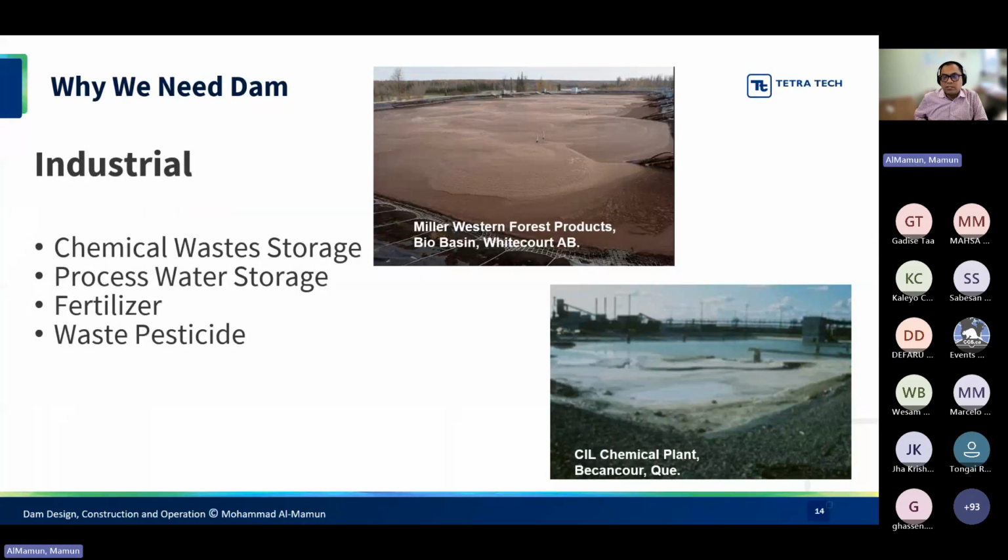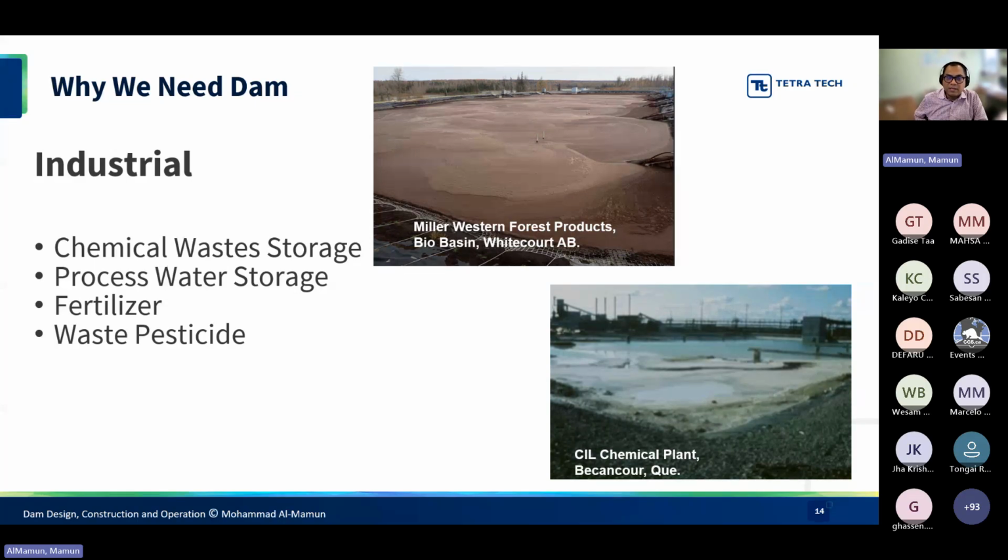In addition to those, I think some of the other industries, for example, I did a project for Western Forest Products. They basically do lumber processing, I think, but they do produce lots of sludge. So they need a containment facility. So their facility is relatively high, so that classifies as a dam.